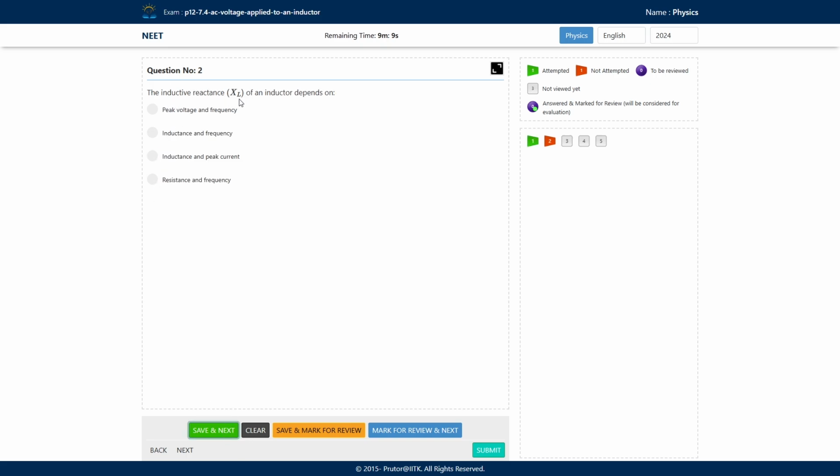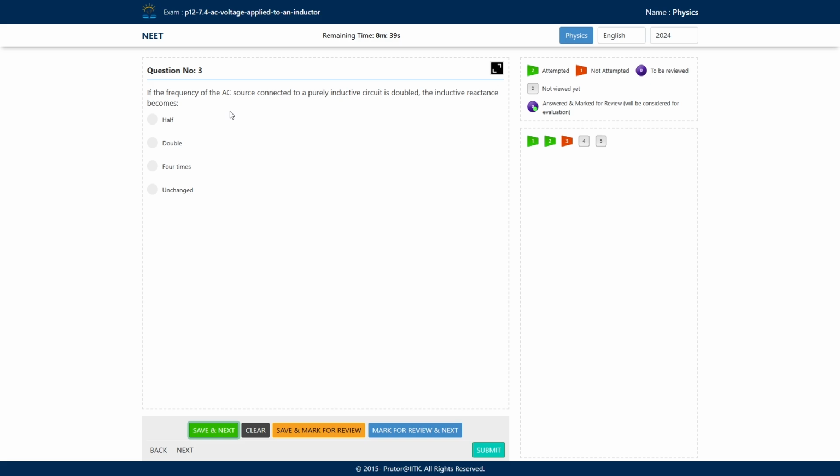The inductive reactance XL of an inductor depends on: peak voltage and frequency, inductance and frequency, inductance and peak current, or resistance and frequency. Which option is correct? So XL is equal to omega L. So this inductive reactance depends on inductance and frequency.